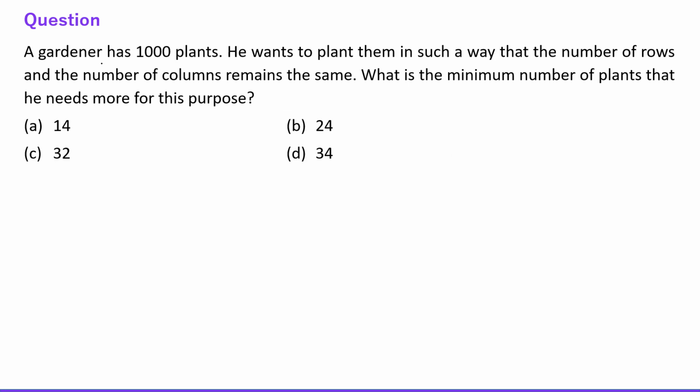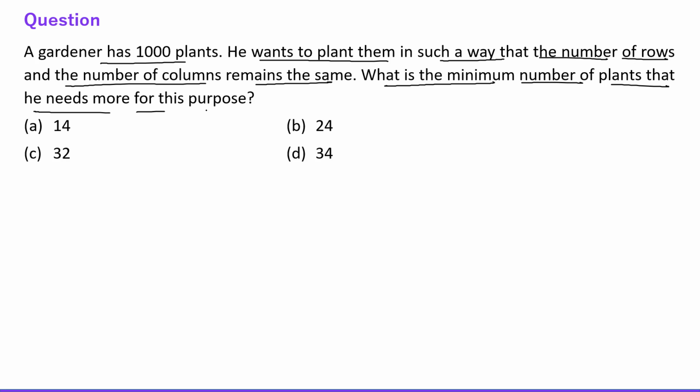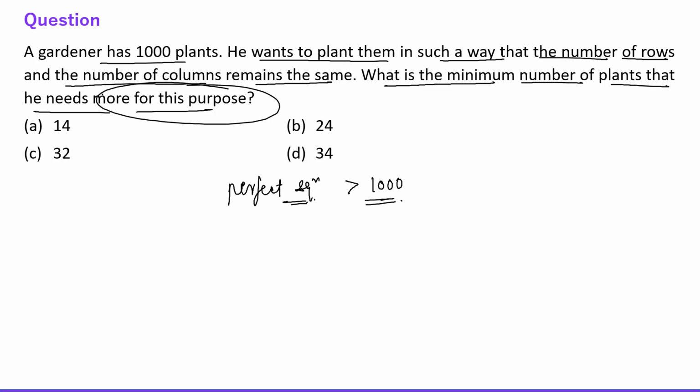Next question is saying a gardener has 1000 plants. He wants to plant them in such a way that the number of rows and the number of columns remain the same. What is the minimum number of plants that he needs more for this purpose? Okay, so the number of plants needed by him for this purpose must be a perfect square number, right? Must be a perfect square number, and obviously a perfect square greater than 1000, because the question is asking how many more plants he needs for this purpose.